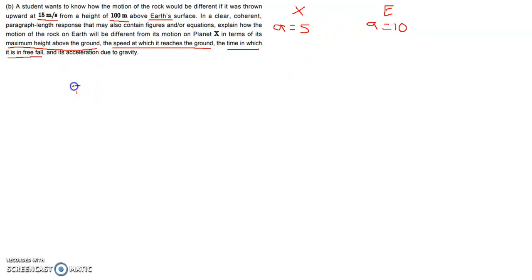Okay, the first thing you need to say is that Earth is 2 times the acceleration of planet X. Okay, it's very hard for me to write it out with a mouse, but Earth's is 2 times the acceleration of planet X. Okay, so it's more acceleration on Earth than on planet X.